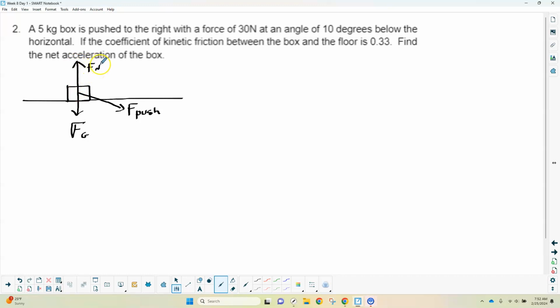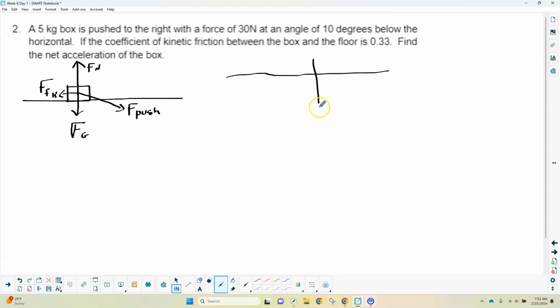And then it says there's a coefficient of kinetic friction, so it's sliding and there's friction going the other way. So FF, if you want to be really specific in your label, you can say it's called FFK for kinetic. So that's our free body diagram. We're trying to find the net acceleration of the box.